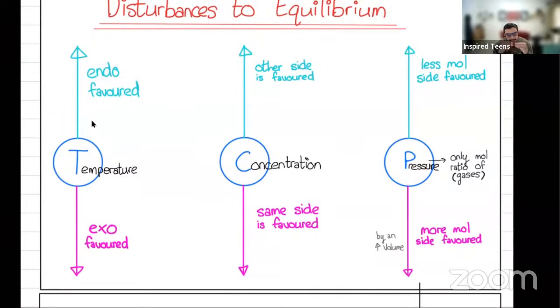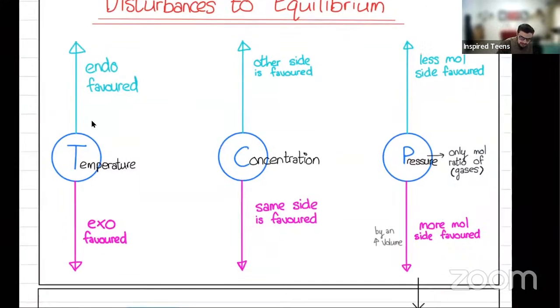So when we increase, that's why this arrow is going up or down. When we increase or decrease temperature, that's a disturbance. When we increase or decrease concentration, that's a disturbance. When we increase or decrease pressure, that's also a disturbance. Okay, so equilibrium likes to chill. It doesn't want to be disturbed. It wants to remain in its state of equilibrium.